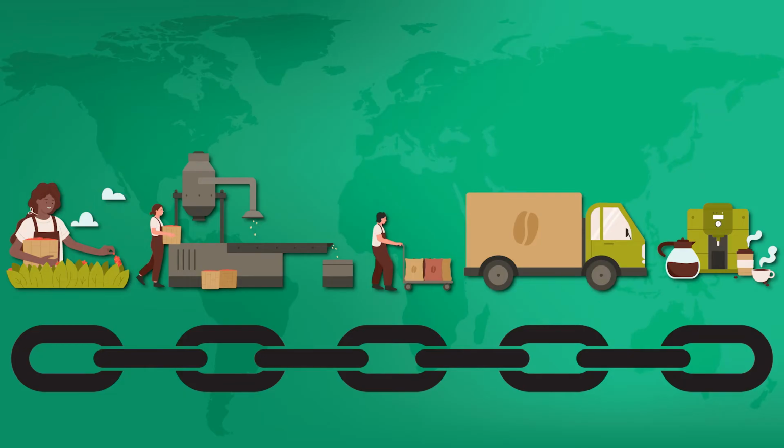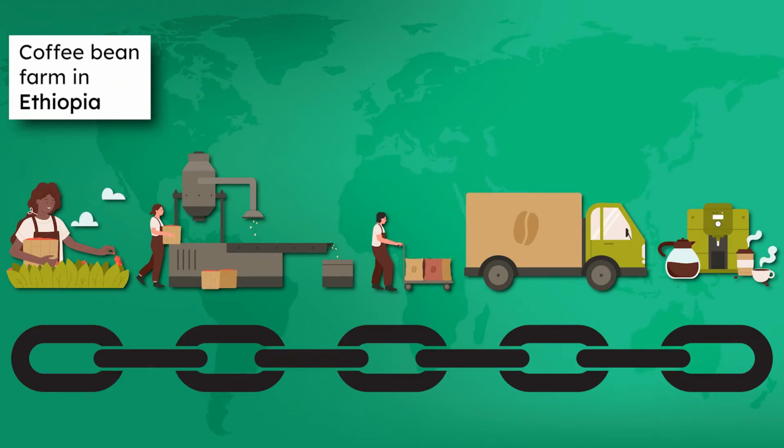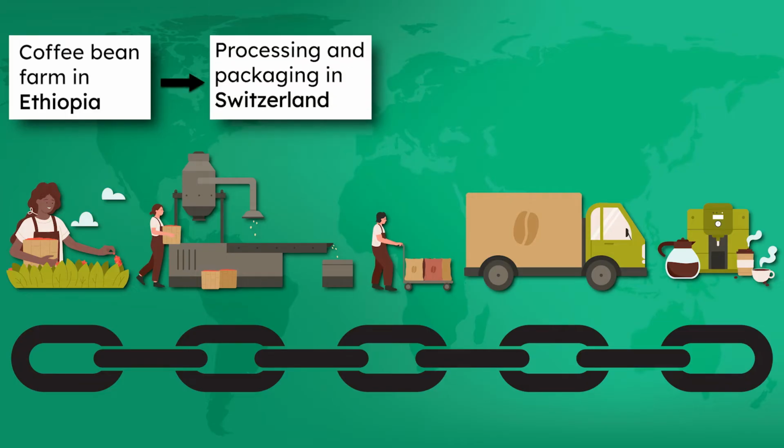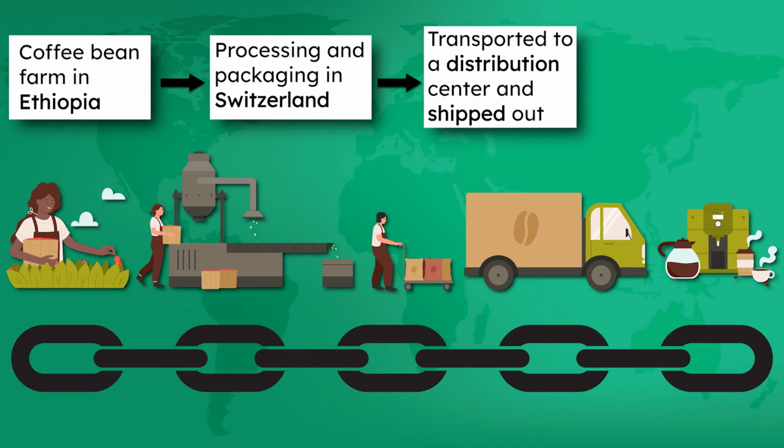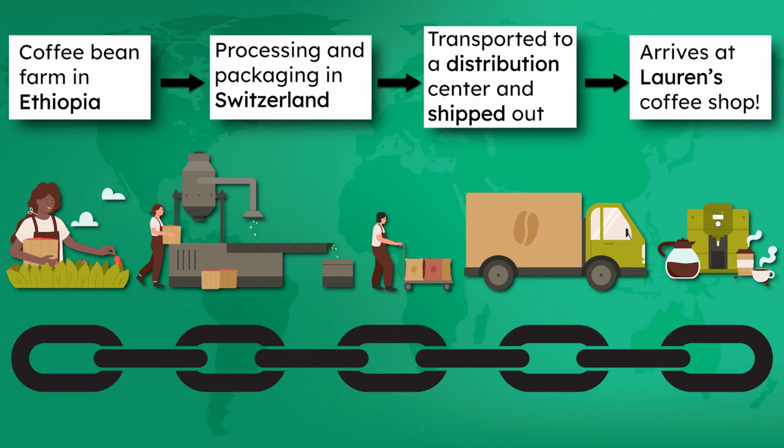Since coffee beans aren't locally available, Lauren will likely purchase them from a country like Ethiopia, where the climate does support coffee farming. Those beans might then be sent to a factory in another country, like Switzerland, where they're roasted, processed, and packaged. From there, they are transported to a distribution center and shipped out to Lauren's coffee shop.